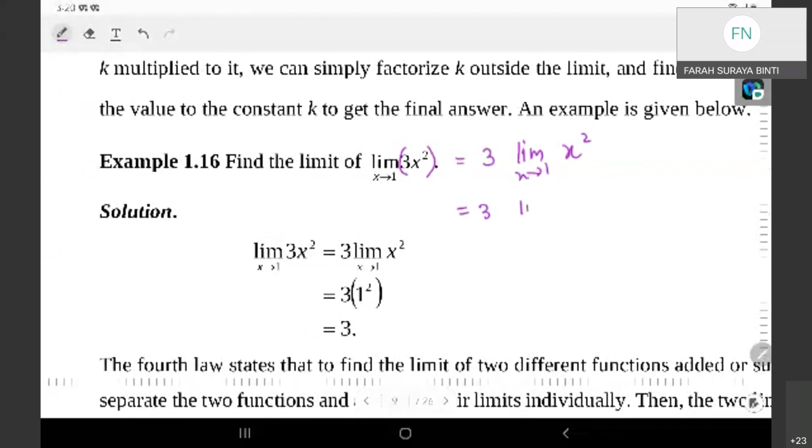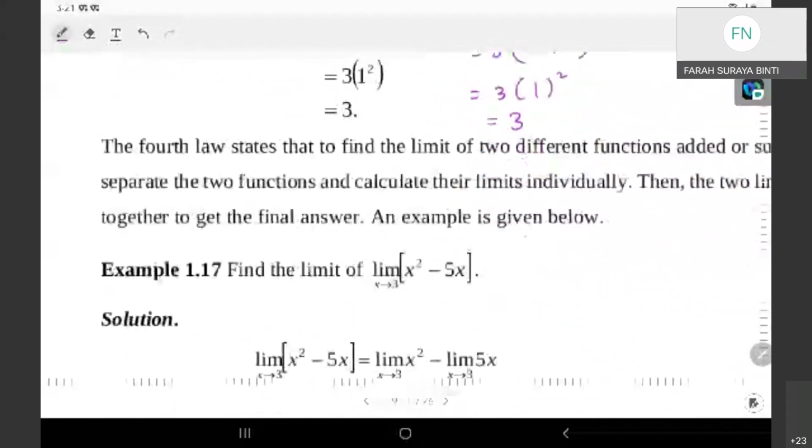Okay, number 8. So kita boleh bring it inside the power dekat luar. Law number 8. 3. And then dalam bracket kita boleh apply law number 3 tadi. So jawapan dia 1 kuasa 2. So jadi 3, 1 kuasa 2 jadi 3. Okay, so itu cara nak cari jawapan untuk limit lah. Kita ada 8 law untuk kita apply.